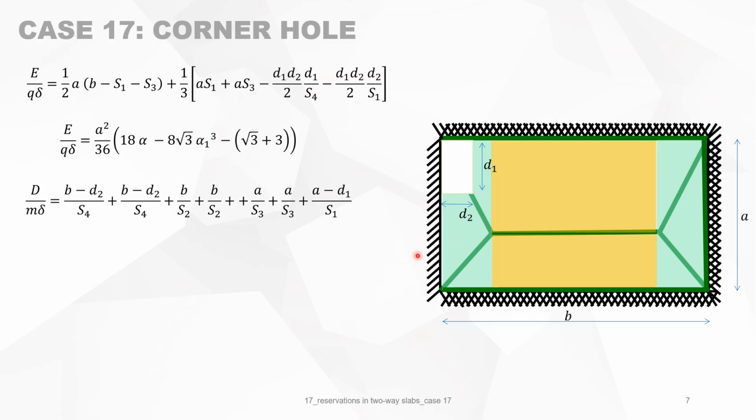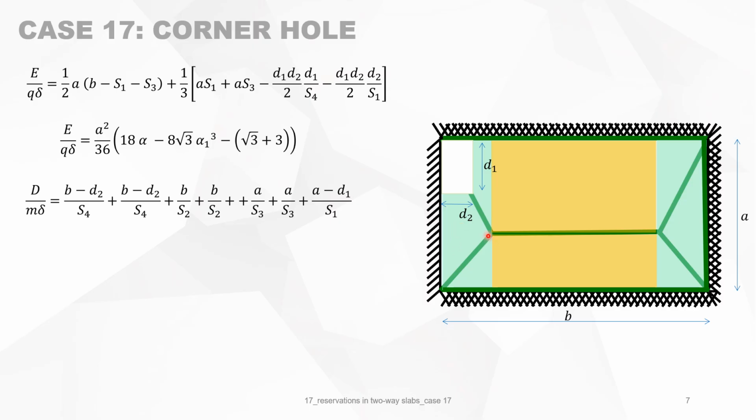The work done by the internal forces. Then we look at the yield lines. We have first this negative bending moment. It's M minus, of course, D2 divided by the angle of rotation, which is delta over S4. Then we get this line. It's the same projected to this axis of rotation, so it's B minus D2 divided by S4. On the bottom, we have this line projected on this axis, and we have this line. So we have 2 times B over S2. And of course, here we have 2 times A over S3.